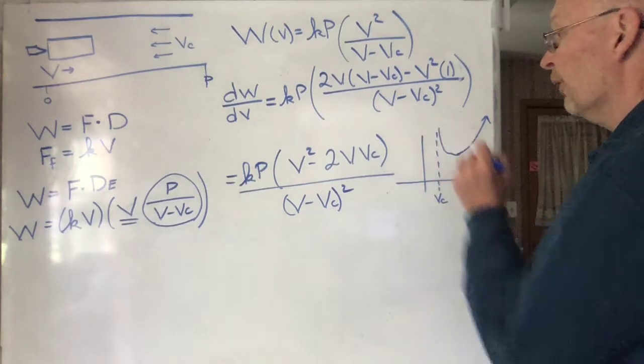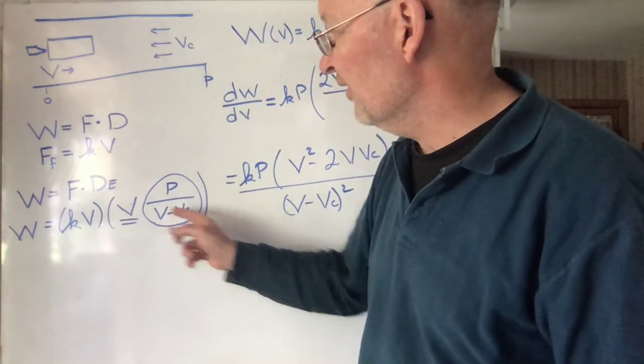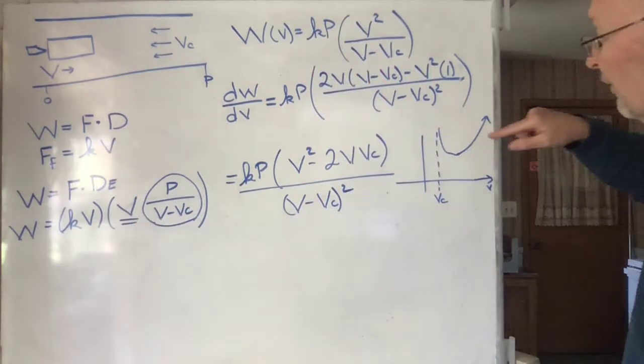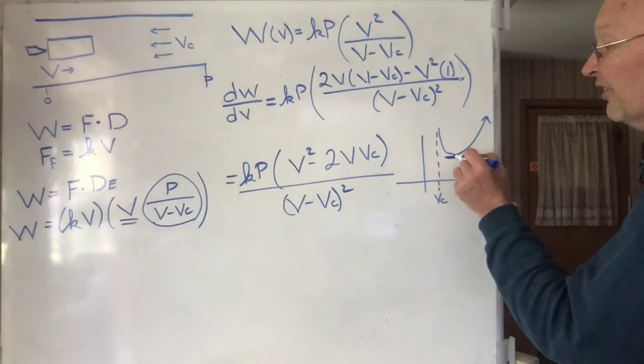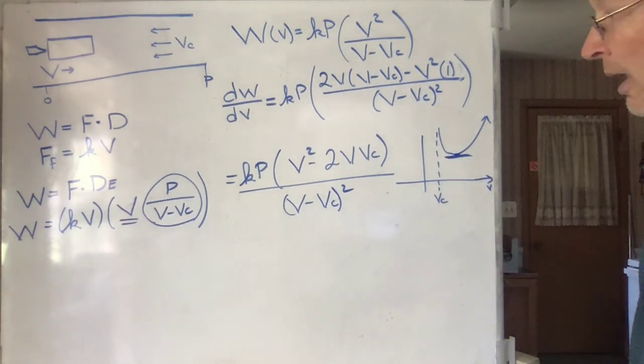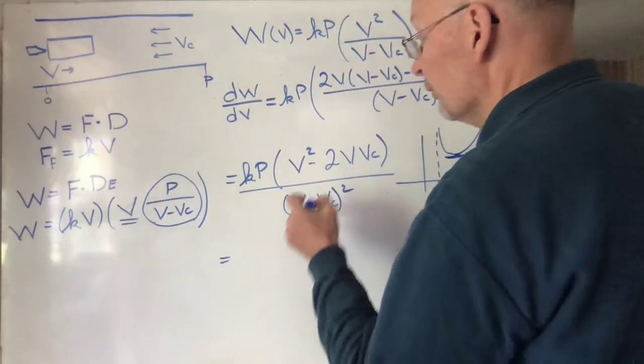So if you were to actually graph this function, go ahead and put in some values for K and P and Vc there and graph it, and you'll actually get something that looks kind of like this. And so what you want to do is find out what that minimum is right there. We're almost done with it. Let's go ahead and factor a V out of this.